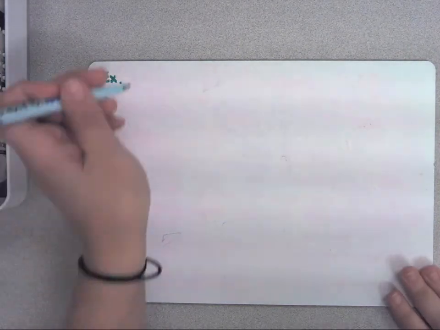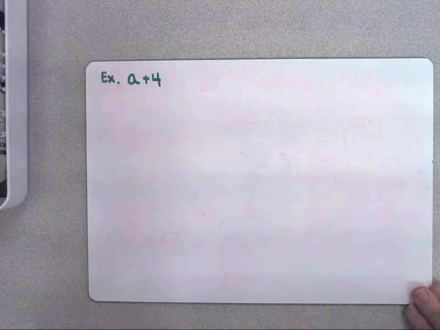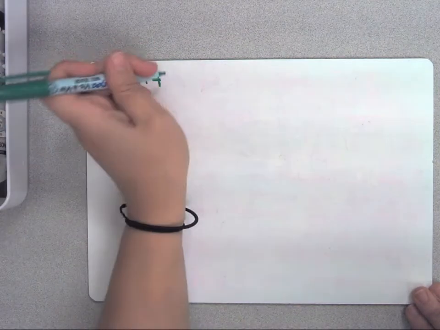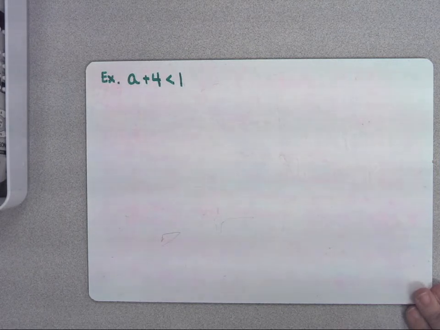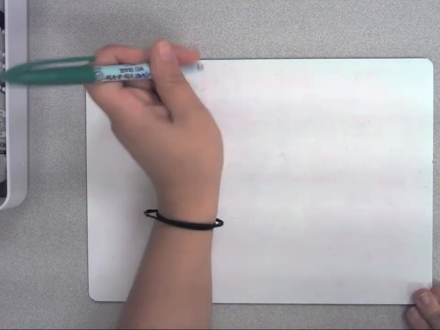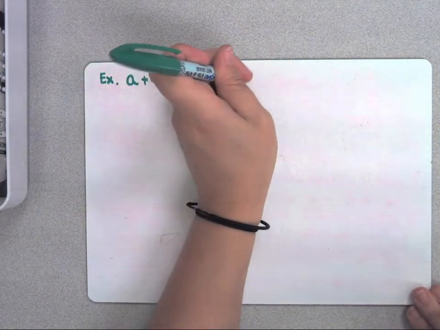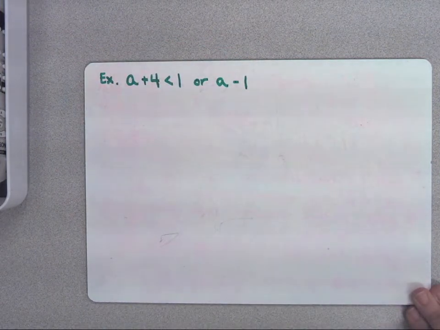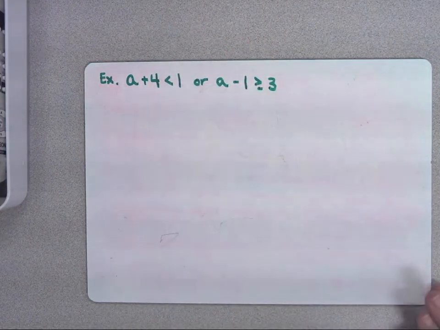These ones always say or. They'll never say anything else. Okay? They'll just always change a variable. A plus 4 is less than 1, or A minus 1 is greater than or equal to 3.